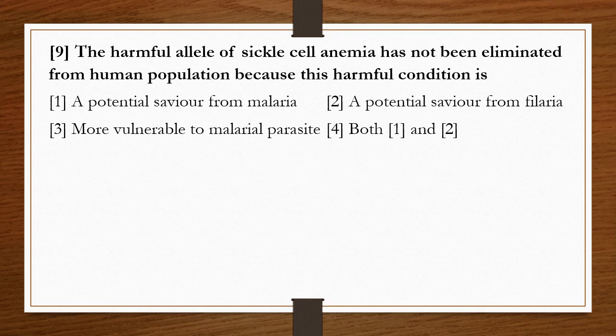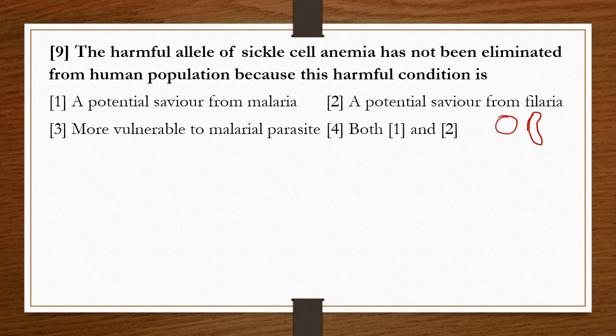Let's see. Sickle cell anemia: the hemoglobin changes. That means the red blood cell structure becomes sickle shaped. Generally red blood cells are disc shaped, but here they become sickle shaped red blood cells.